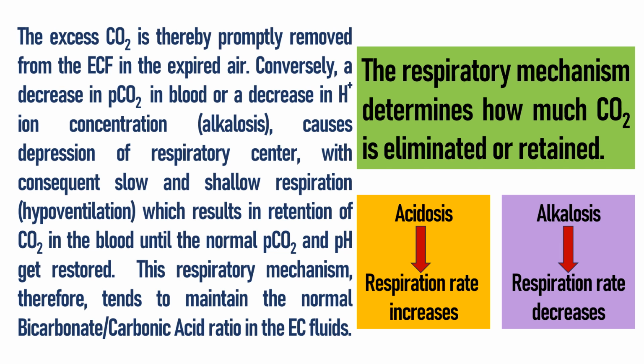Conversely, a decrease in carbon dioxide partial pressure in blood or a decrease in hydrogen ion concentration, in case of alkalosis, causes depression of respiratory center, with consequent slow and shallow respiration. This results in retention of carbon dioxide in the blood until the normal partial pressure of carbon dioxide and pH get restored. This respiratory mechanism, therefore, tends to maintain the normal bicarbonate-carbonic acid ratio in the extracellular fluids. The respiratory mechanism determines how much carbon dioxide is eliminated or retained.